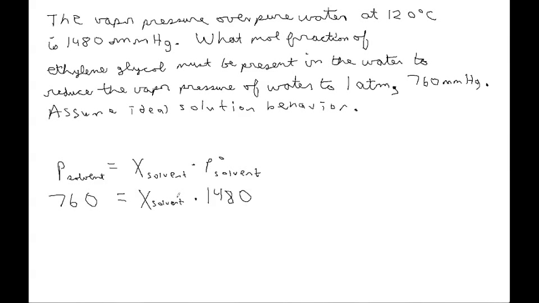Okay, well, once we divide those two numbers, we get 0.513, and that is our mole fraction. And then it's asking what mole fraction of ethylene glycol must be present in the... Well, that's it. Once we divide those numbers, we do get the mole fraction, but that is the mole fraction of the solvent.